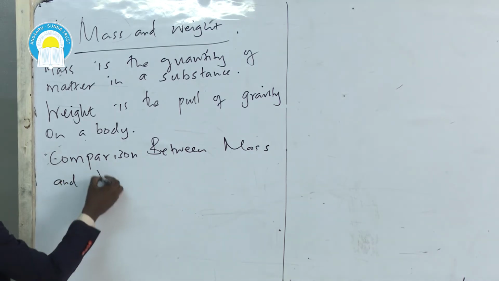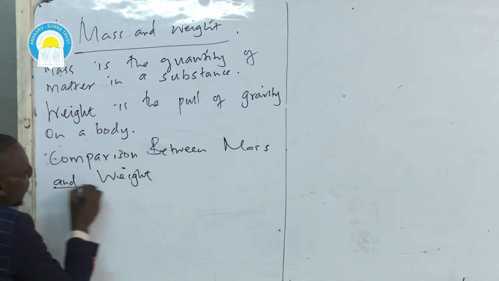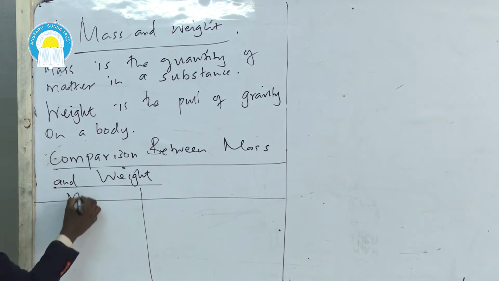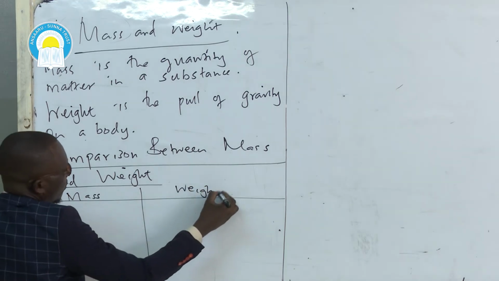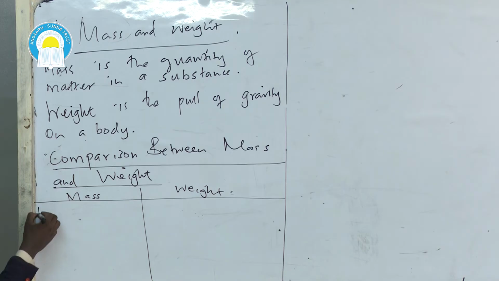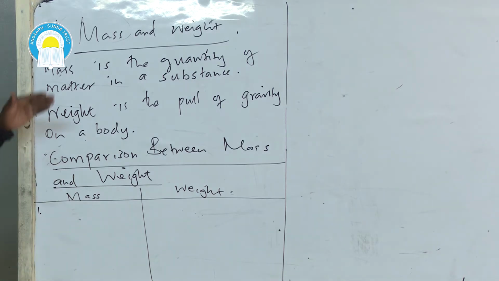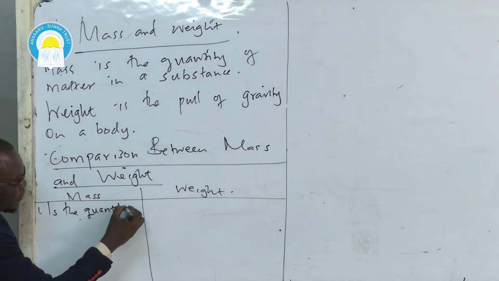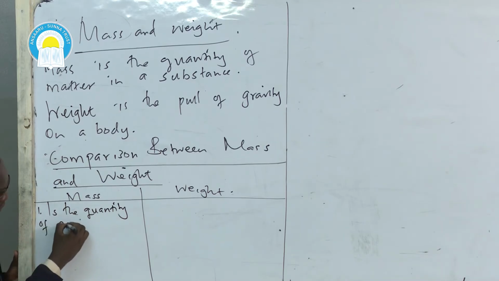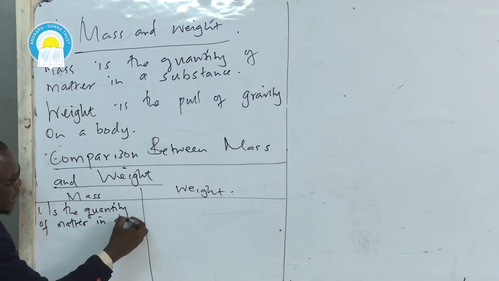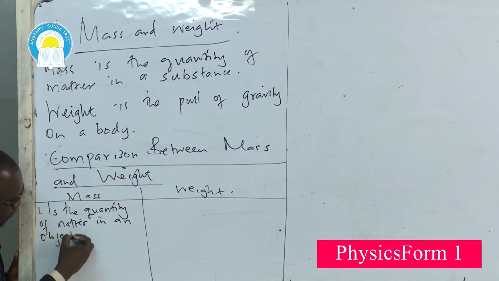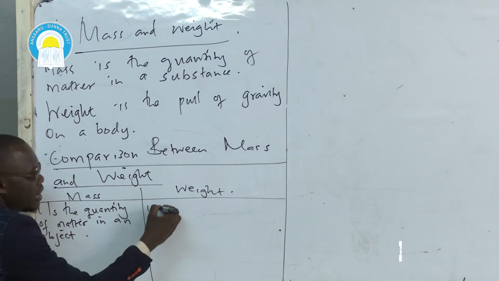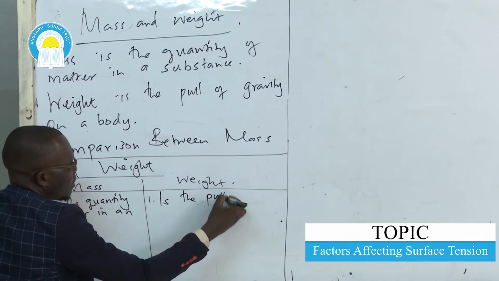Comparison between mass and weight. How do the two compare to each other? Number one, we have said that mass is the quantity of matter in an object, while weight is the pull of gravity on a body.